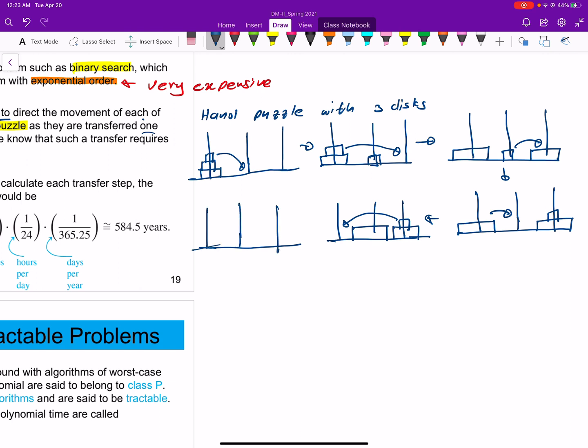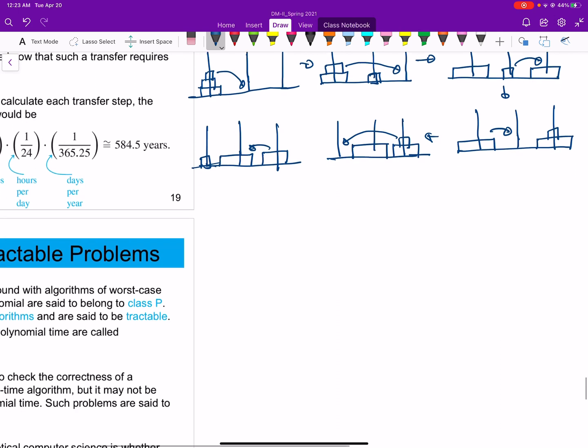So then it will look like the biggest one, medium one, and small one. And then we bring this one over here. In the next step, it will look like the biggest one, medium one, and the small one here. And in the final step, we bring that one over there.